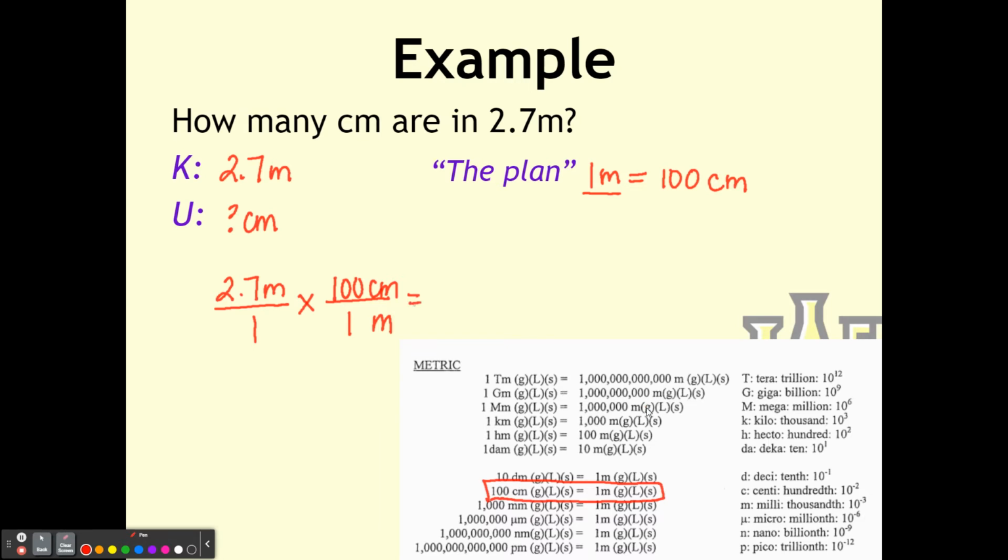I'm going to go ahead and either do that in my head or put it into a calculator. 2.7 times 100 is 270. The unit, the meters cancels out because there's one on top and one on bottom. So we're left with centimeters. When we find our answer, you need to box it in or circle it. It needs to be quite apparent that that is your answer. And yes, you are going to have to actually write all of these out. It is extremely difficult to do these online.